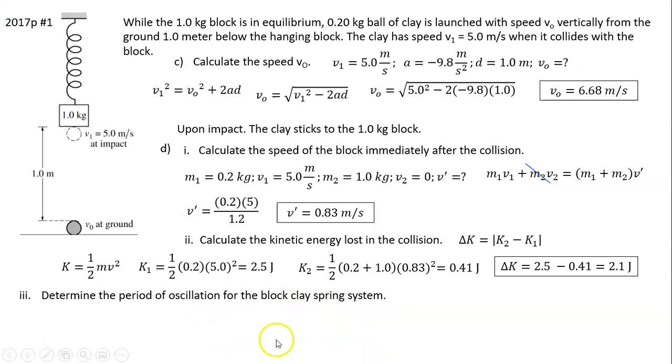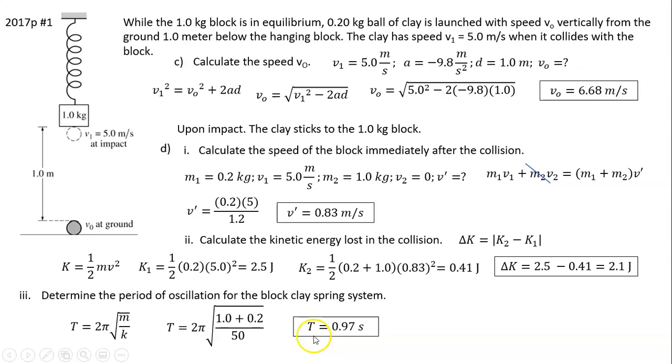D, part 3, determine the period of oscillation for the block-clay-spring system. So the period for an oscillating system equals 2 pi square root of m over k. This is oscillation, the simple harmonic motion equation. So we know m, the block and the clay stuck together. We know what k is. Simply substitute your numbers, and T should be 0.97 seconds.